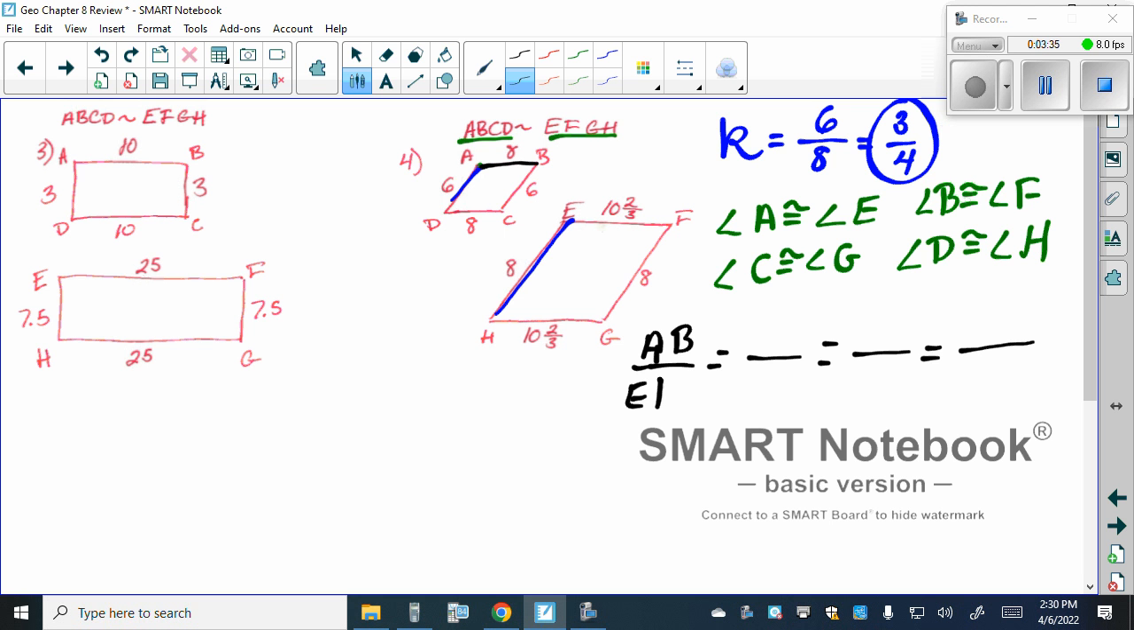EF. Now, since I picked side length AB to go first, all the other sides on that figure have to go on top. So we could say BC is next, and it would be over FG. Then we can say CD over GH. And lastly, AD is over HE. Now we could flip any of these letters because we could say AB or BA. Either one would work.